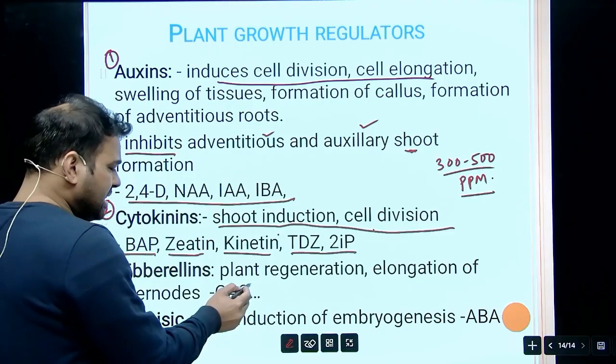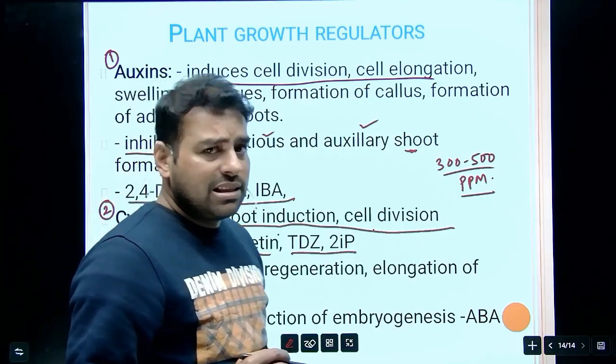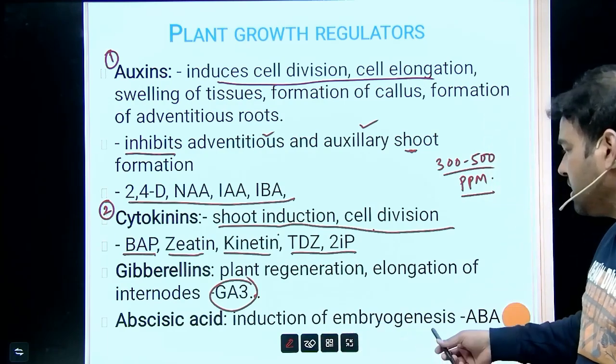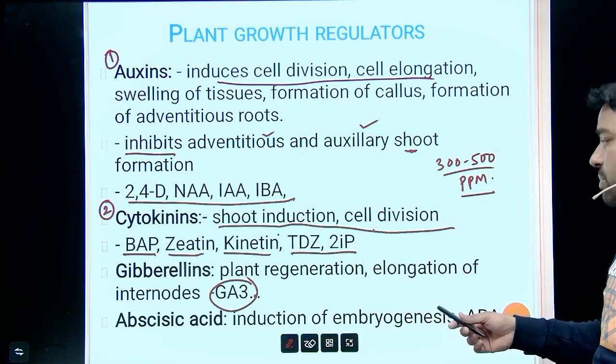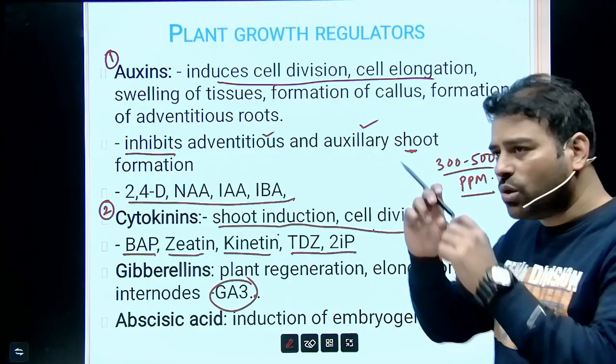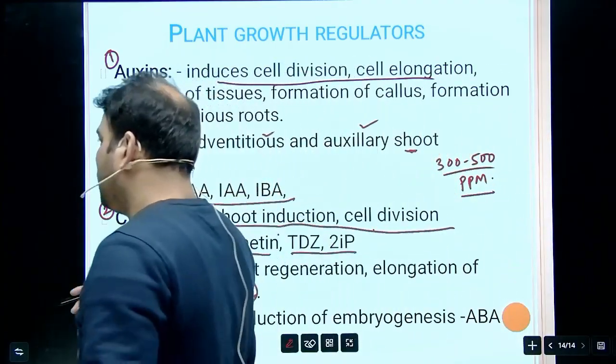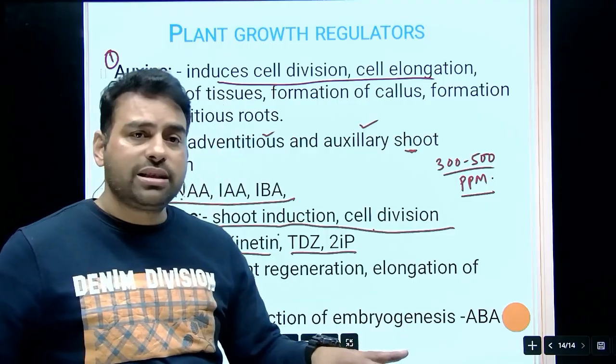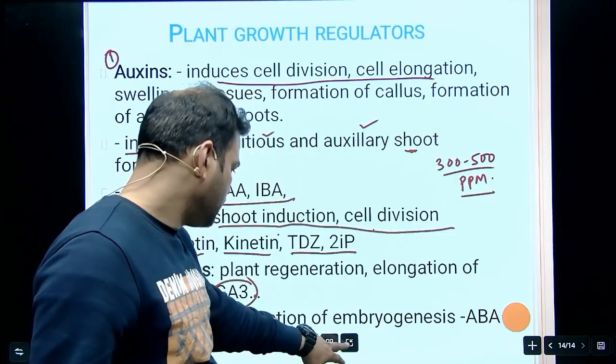Besides this, GA3, that is gibberellic acid. Sometimes in some experiments we are also using gibberellic acid. The work of gibberellic acid is plant regeneration and elongation of internodes. In some cases, like induction of embryogenesis, we are using abscisic acid also.